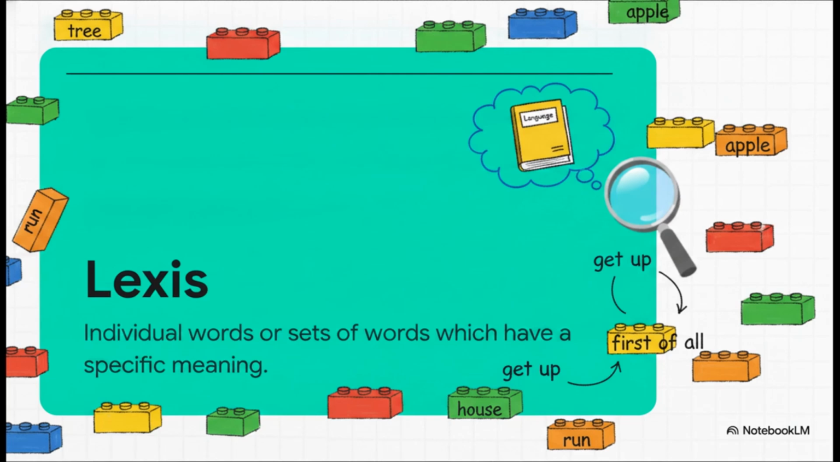Now, a unit of Lexis can be a single individual word like tree or apple, but it can also be a small set of words that act together as one single block of meaning, like get up or first of all. These are all units of vocabulary. They're the basic, essential pieces we absolutely need before we can even start building sentences.